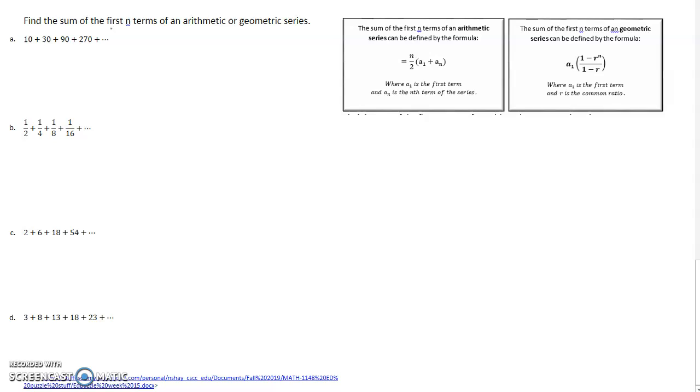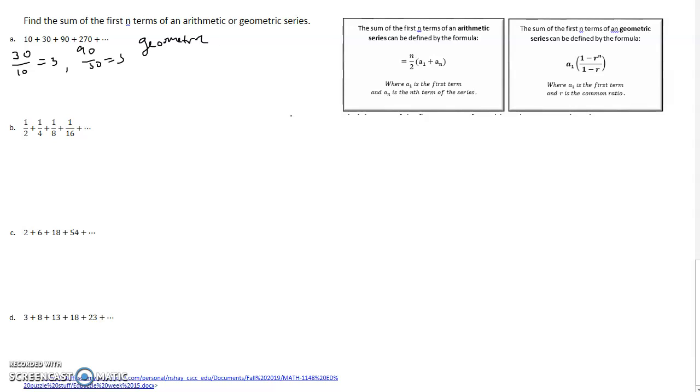So it says find the first n terms of an arithmetic or geometric series. The first thing we need to do is figure out, is this an arithmetic or a geometric series? When you take a look, 30 minus 10 gives us 20. 90 minus 30 is 60. We know that this is not an arithmetic series because the differences are not constant. But if we take a ratio, 30 divided by 10 is in fact 3, and 90 divided by 30 is in fact 3. So we know that this is a geometric series, right?